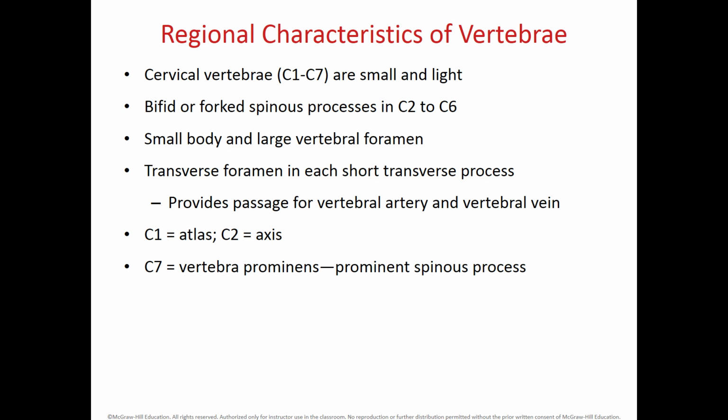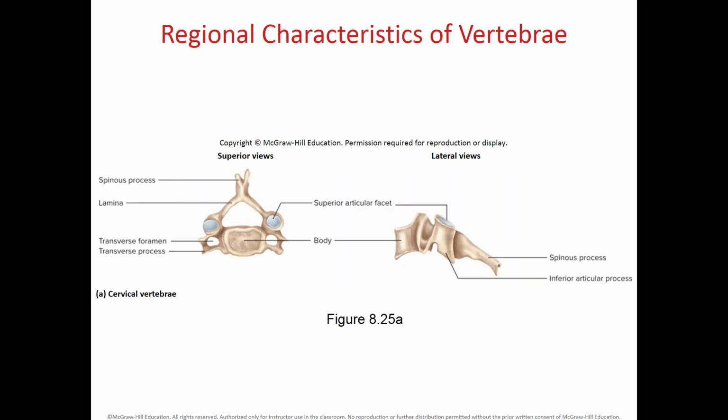The cervical vertebrae have a transverse foramen within the transverse process, which is short and allows the passage of the vertebral artery and the vertebral vein. Special names for cervical vertebrae: C1, which is atlas, C2 for axis, and C7 for vertebra prominens, because it has the most pronounced spinous process.